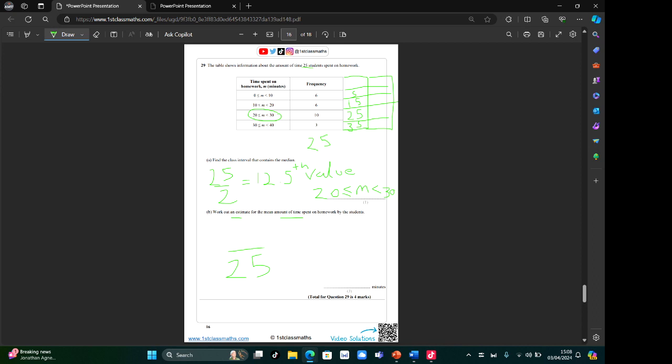Welcome. I'm now going to do midpoint times frequency. So 6 times 5 makes 30. 6 times 15 is going to equal 90. 25 times 10 is going to be 250. And 35 times 3 gives you 105. I did that pretty quickly in my head.